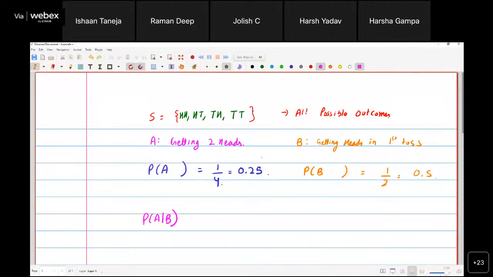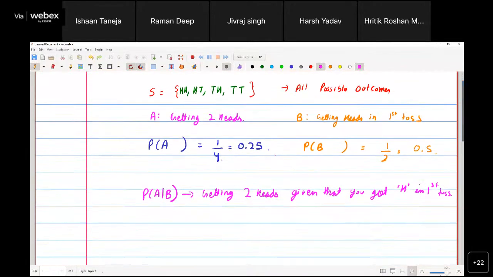What is the interpretation of this A given B? It is getting two heads, given that you got head in the first toss. One head has already occurred; you got head in the first toss.